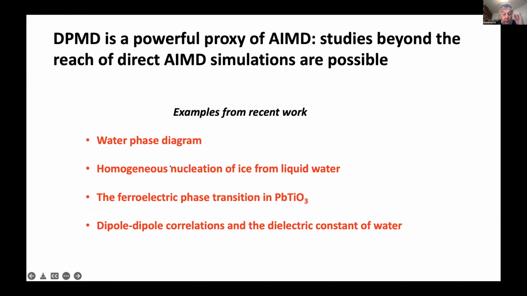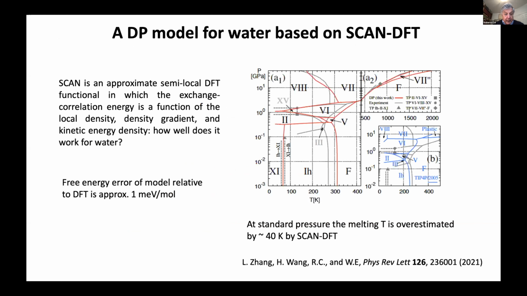Now I think I will go very quickly just by showing some transparency of recent work. Studies beyond the reach of direct ab initio molecular dynamic simulation become possible once we have a sufficiently well-trained network representation for the potential energy surface. And with that, since the calculations with the deep potential are much more efficient than ab initio MD calculation, one can perform studies that would have been impossible with AIMD, but are feasible with this technique. Just let me go through very quickly some examples.